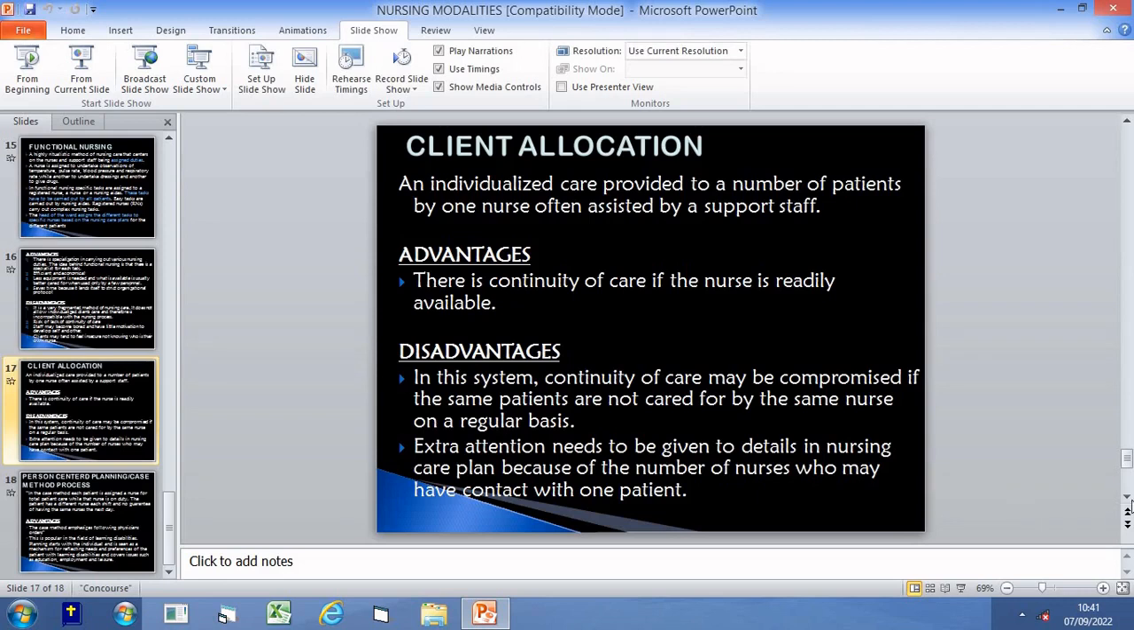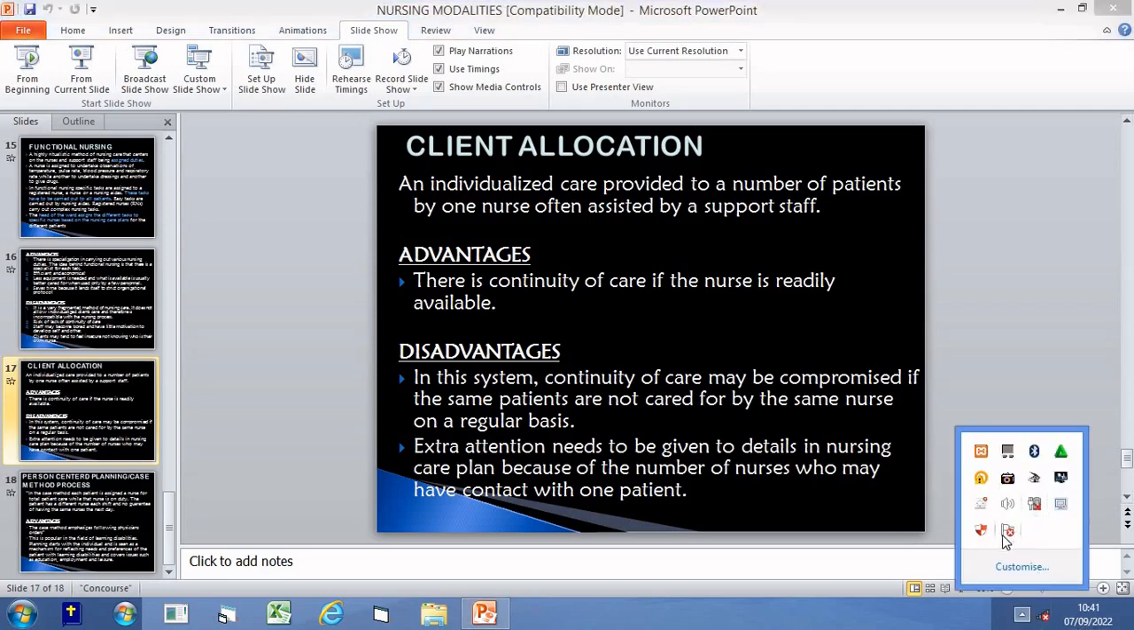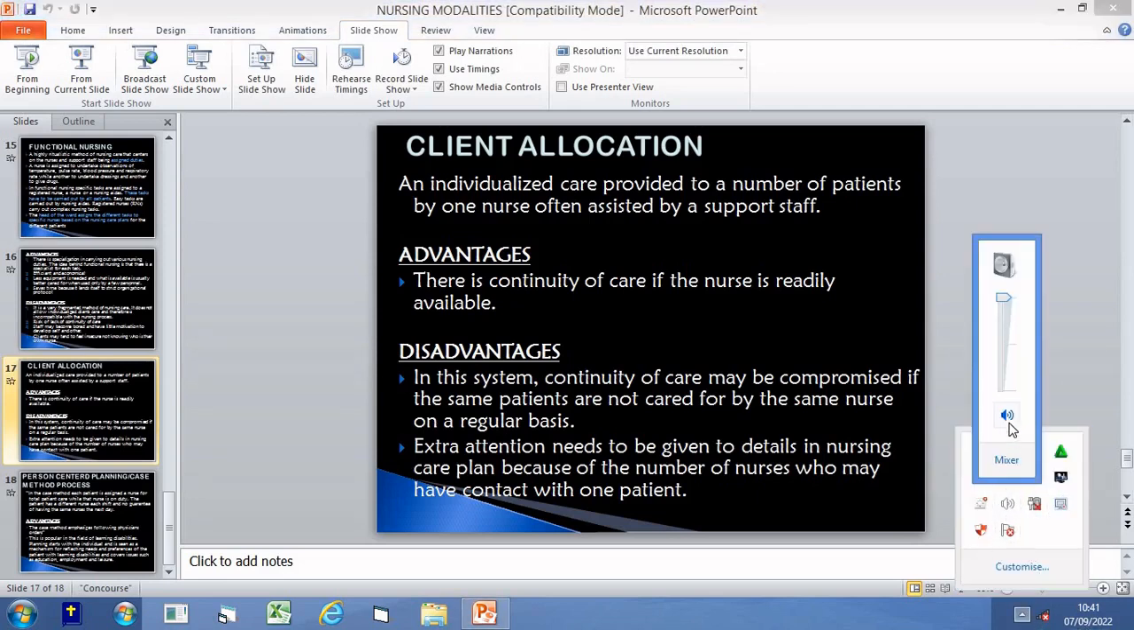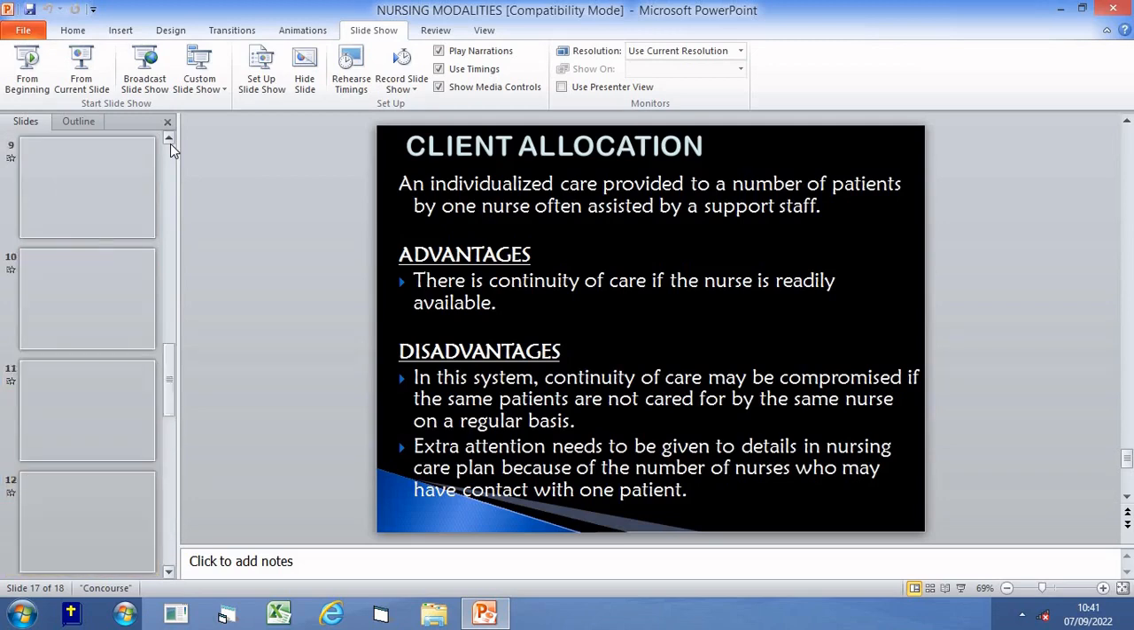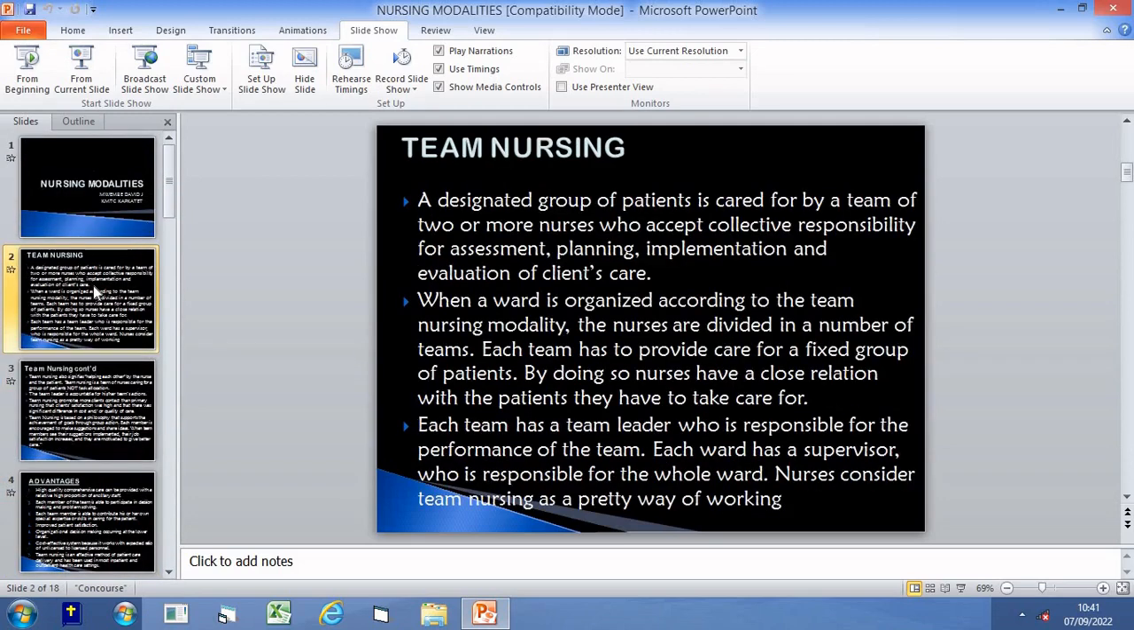Now, let's look at another type of model. Of course, they fall under functional nursing. I remember I mentioned them. We have team nursing, we have total patient care, we have case management. Is case management the same as total patient care? No. So case management, total patient care, team nursing, modular nursing.